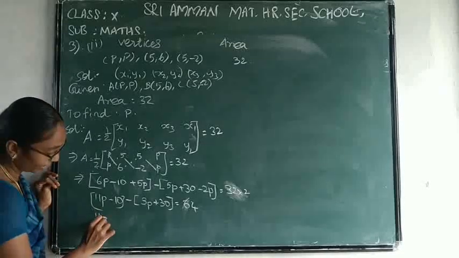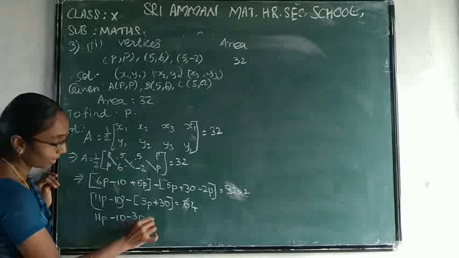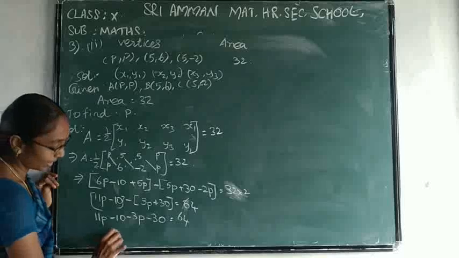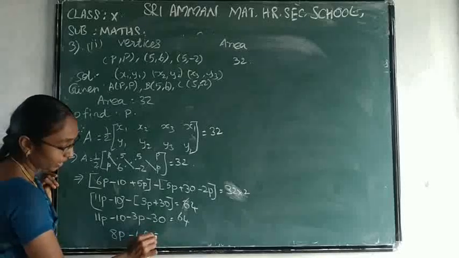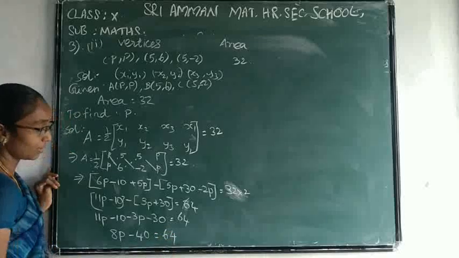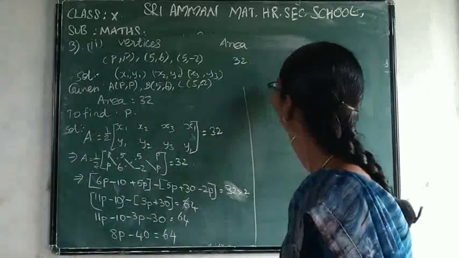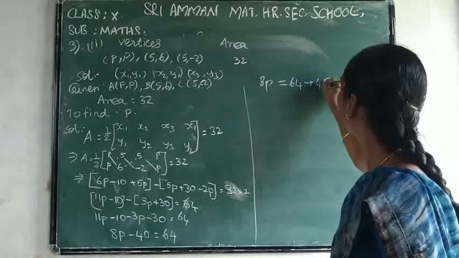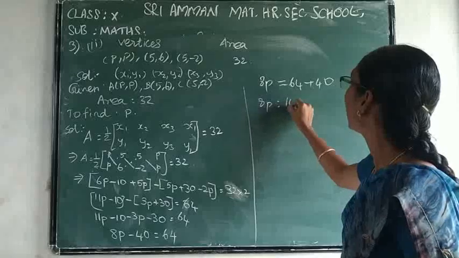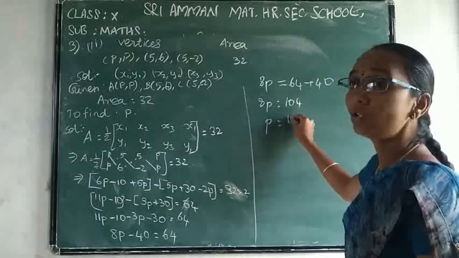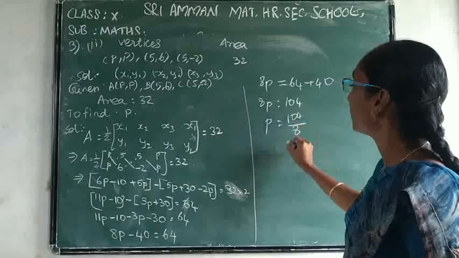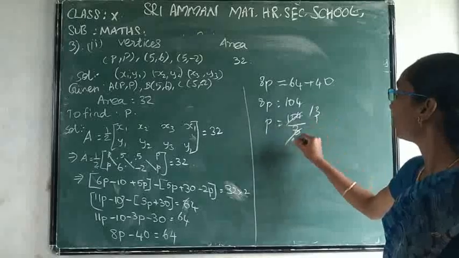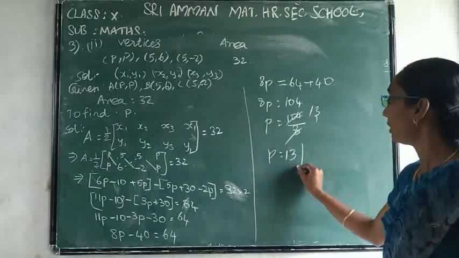Now 11p minus 10 minus 3p minus 30 equal to 64. 11p minus 3p is 8p, minus 40 equal to 64. So 8p equal to 64 plus 40. So 8p equal to 104. p equal to 104 divided by 8. Cancelling, we get 13. So p equal to 13.